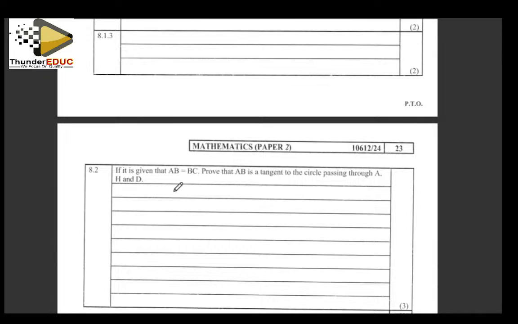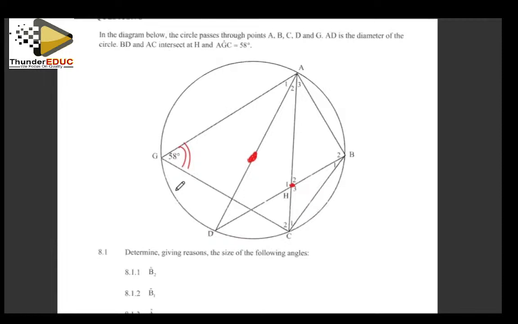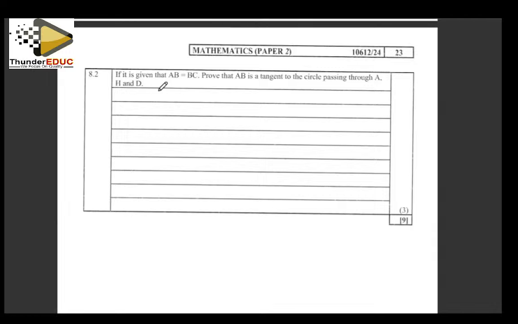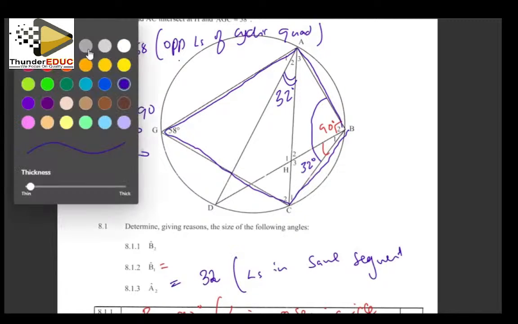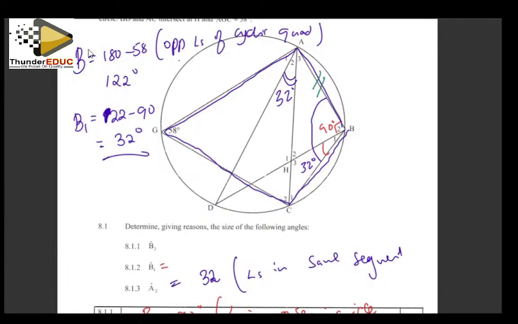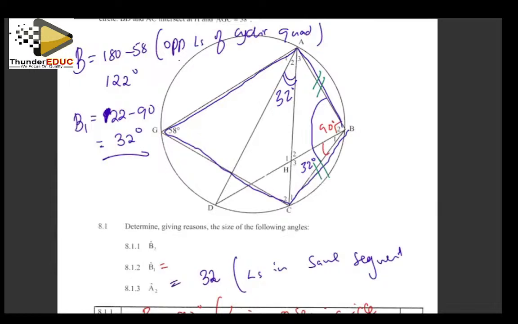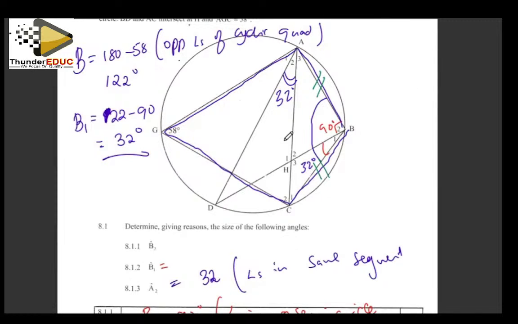The next, what do they want? They want that if it's given that AB is the same as BC, where is AB? This one is the same as this one. And then can we prove that AB is a tangent to a circle that is passing through AHD? Okay, AHD. Let me draw my circle here.